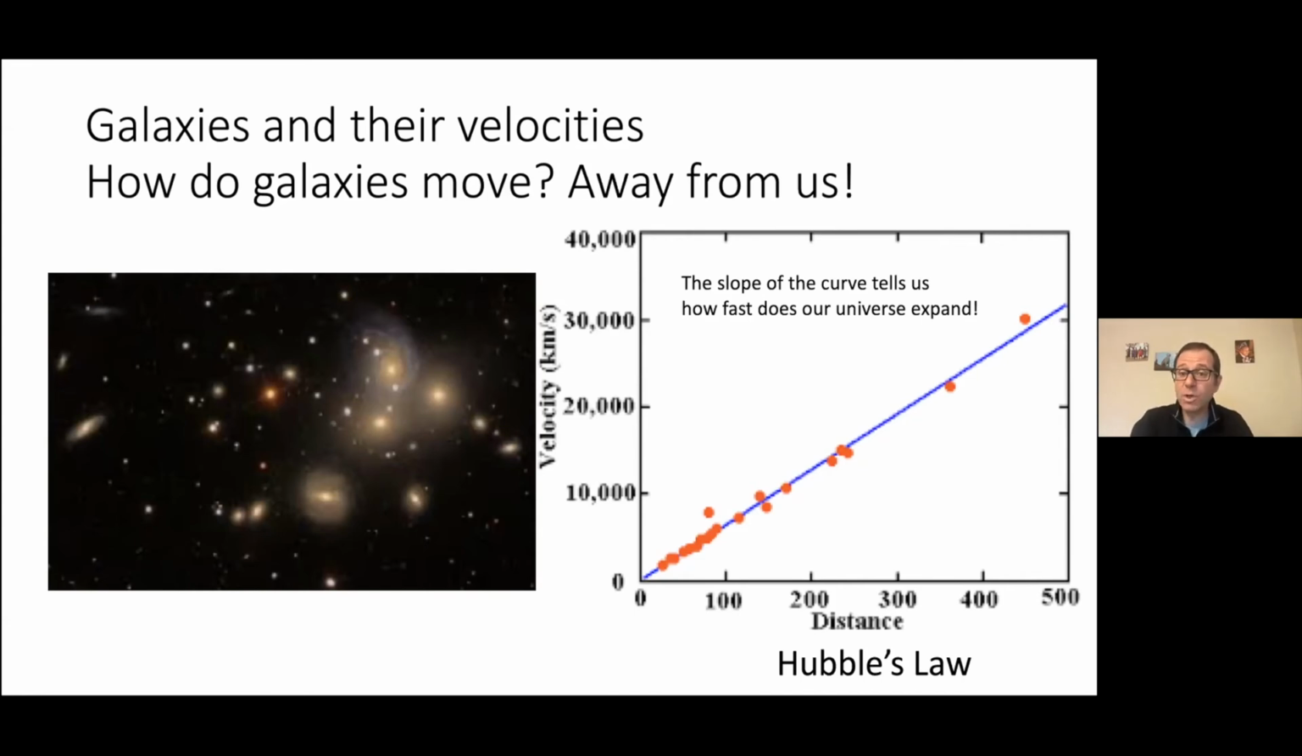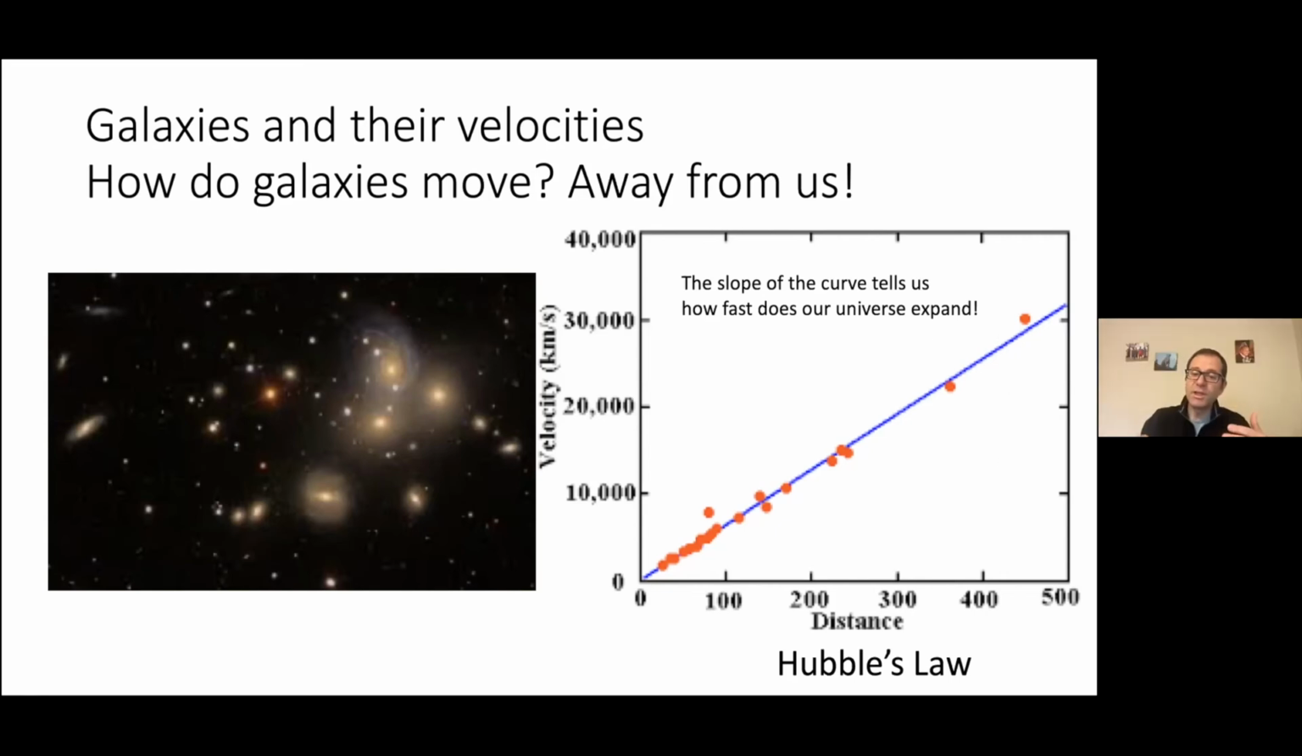Now, what else do you notice about this plot that Hubble produced? Are the red points having a trend, or are they random? What happens, for example, to the red points when the distance increases? What happens to the velocity of the galaxies when the distance increases, when we move to the right of this plot? It increases as well.